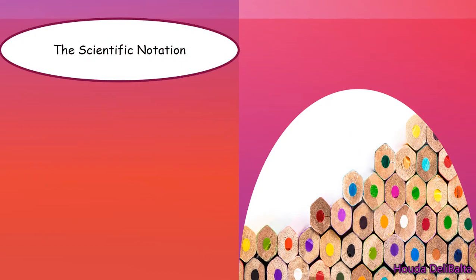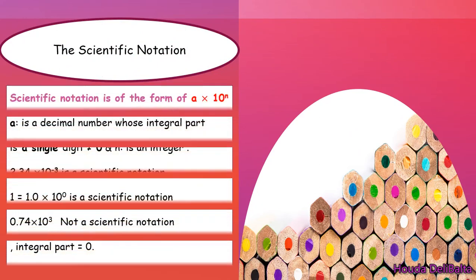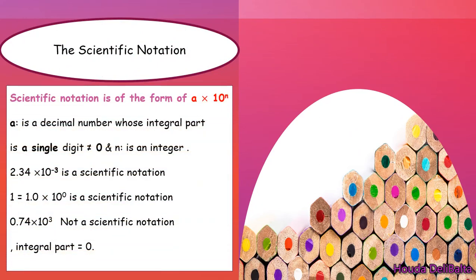And finally, dear grade 9 students, I'm going to tell you about scientific notation. That's also a little revision of things you may know previously. What's a scientific notation? A scientific notation is a way of writing numbers in the form of a times 10 to the power n, where a is a decimal number whose integral part is a single digit.